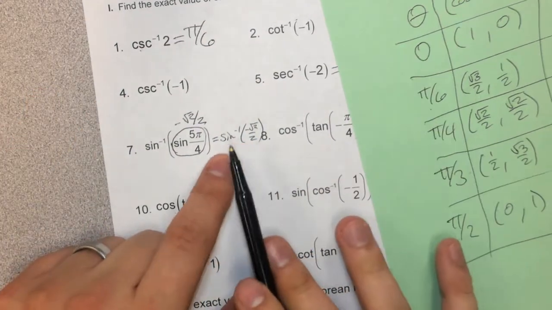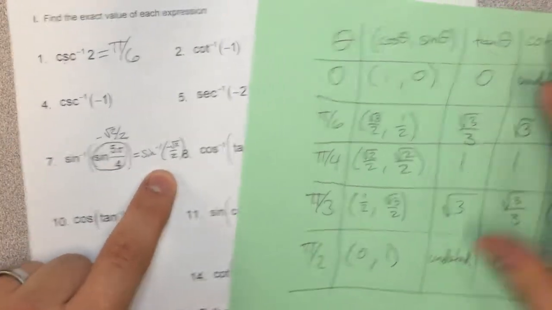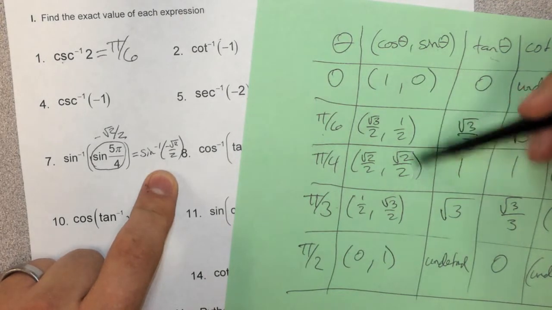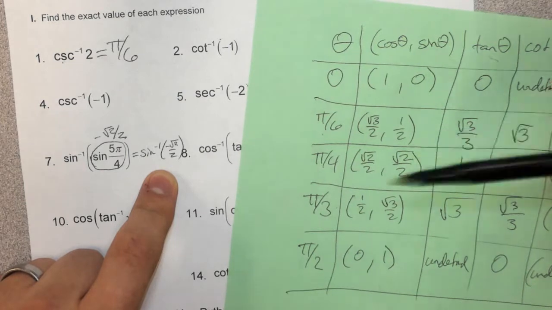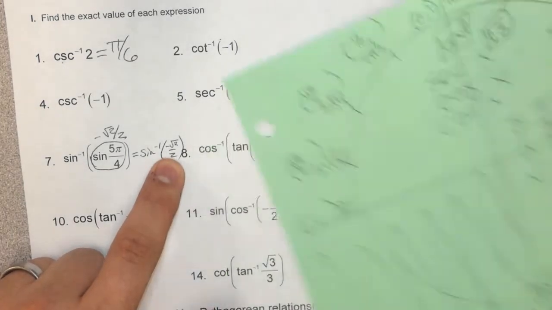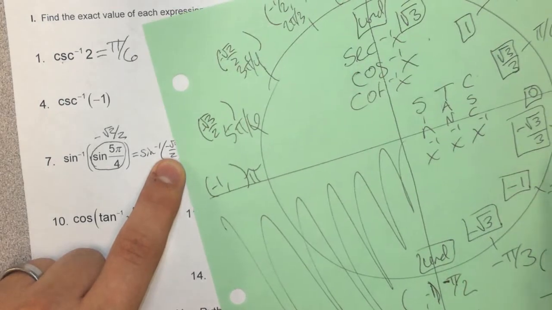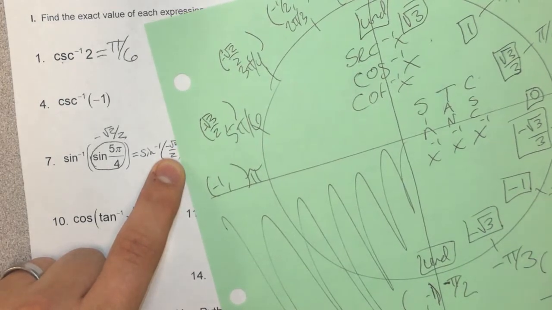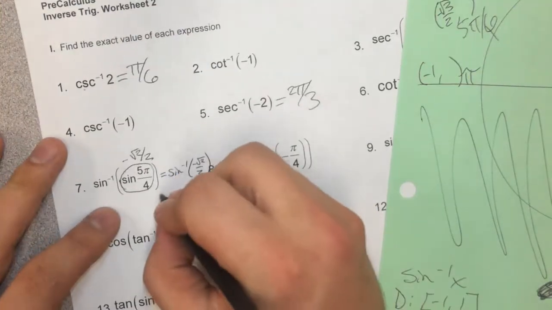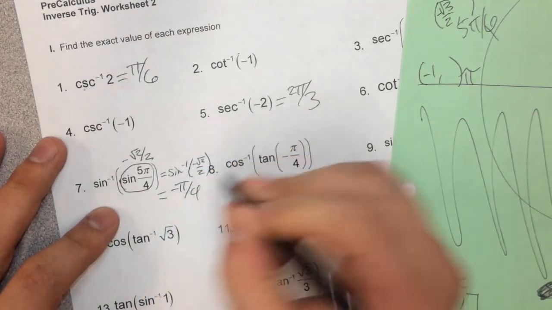Okay, once we know that, for inverse sine of root 2 over 2, we can go over here. Inverse sine of root 2 over 2 is right here. So that's pi over 4. But this is negative, so we've got to go in the negatives for sine. Negatives for sine are down here in quadrant 4. We want negative pi over 4, where it's negative root 2 over 2. So negative pi over 4 is our answer for number 7.